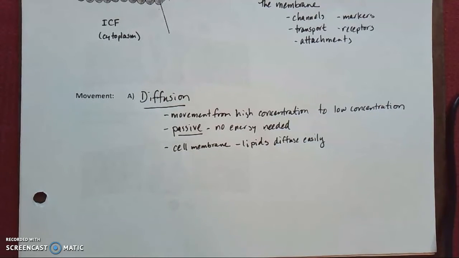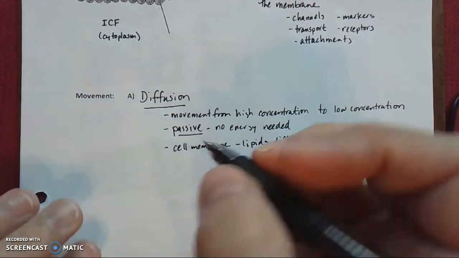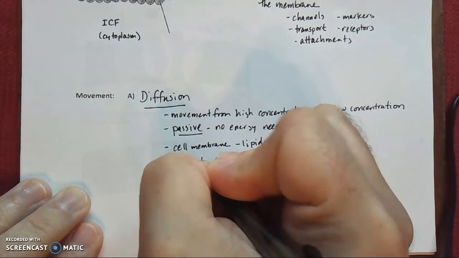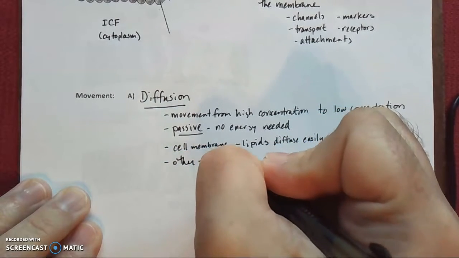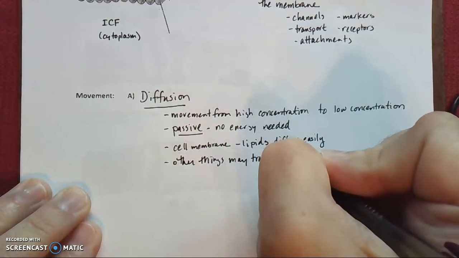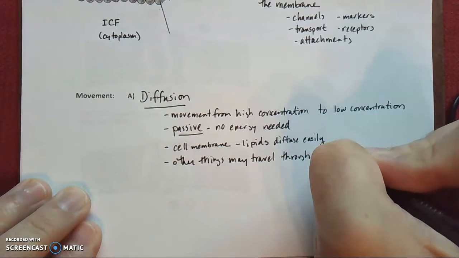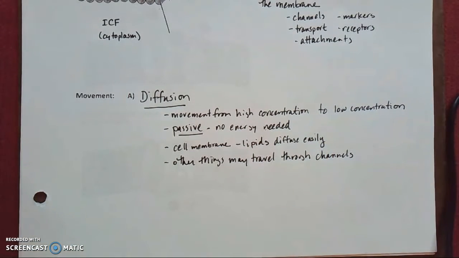So a lot of things pass through the membrane, water being one, but if we have channels that are basically just open tubes, things can get diffused between the ECF and ICF, and that's usually what occurs. So other things may travel through channels. Some channels allow anything to come in, some channels allow only one certain thing to come in. Channels can be open, they can open and close. So there's all different types of channels.